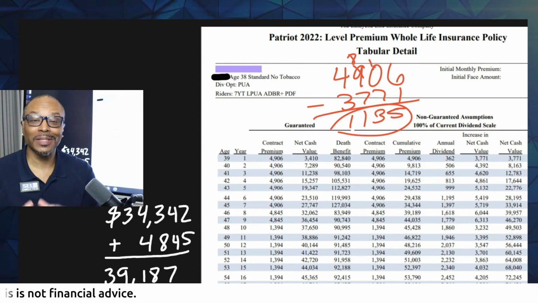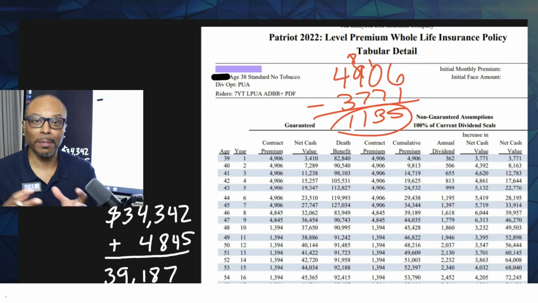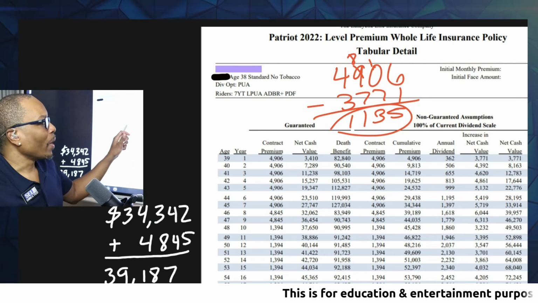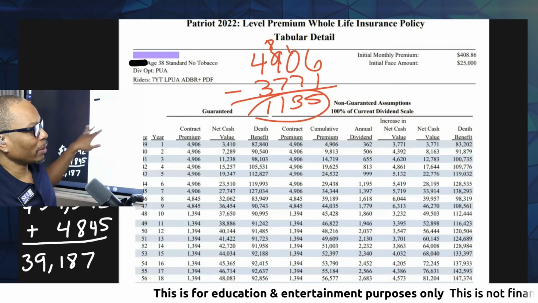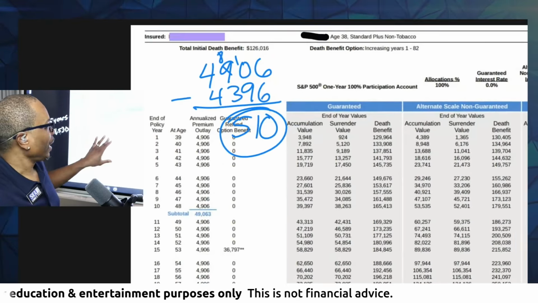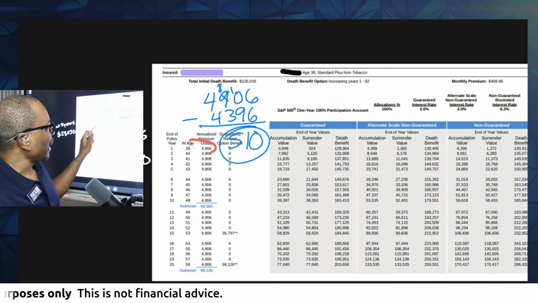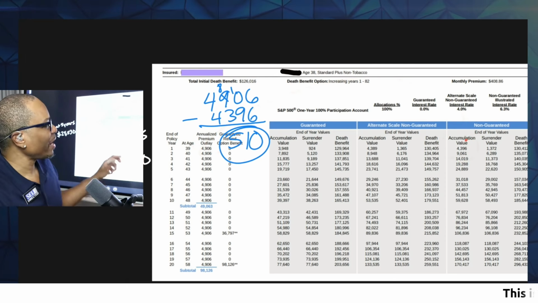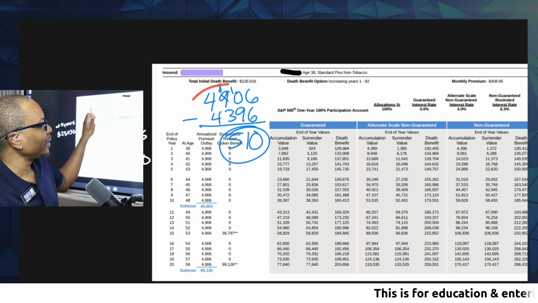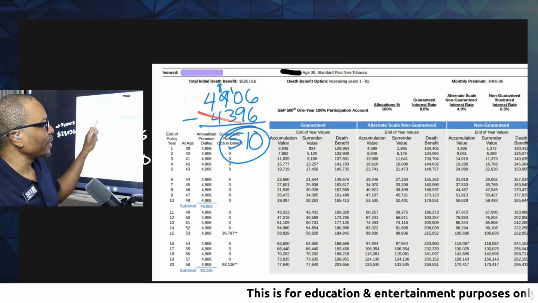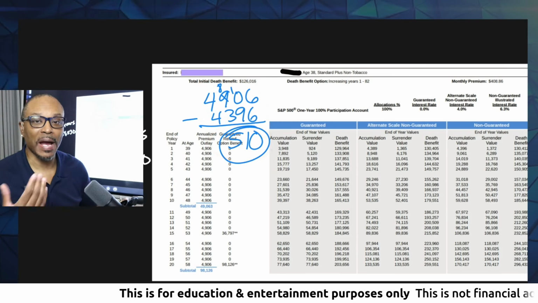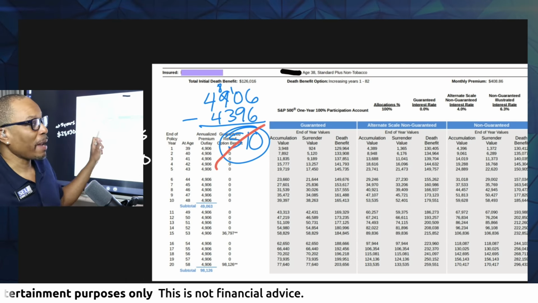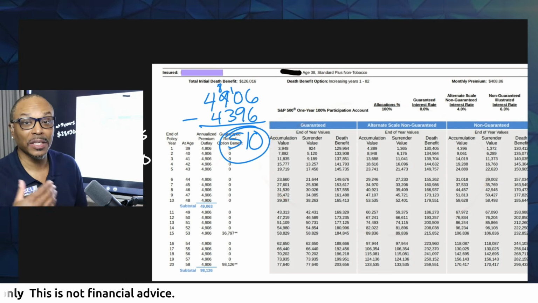The question was, if I was to create a properly designed SKIA, a properly designed leveraged IUL, what is that performance compared to this? So we went over to that SKIA and did the exact same thing. It's the same 4906 being placed into this product. The accumulation value is 4396. So 4906 minus 4396, you end up with $510, meaning the difference between 1135 and 510 is what a properly structured, properly designed policy looks like.